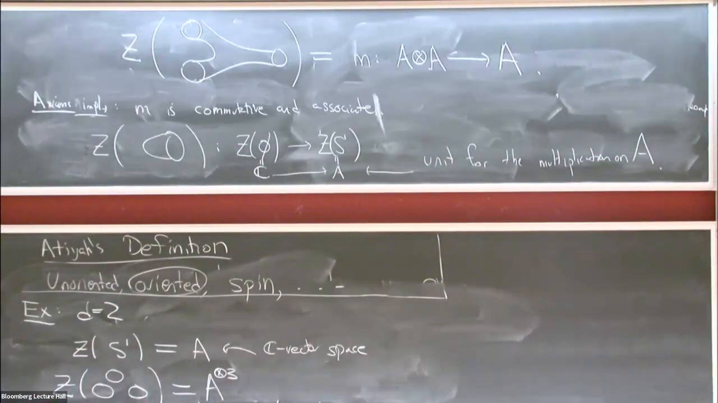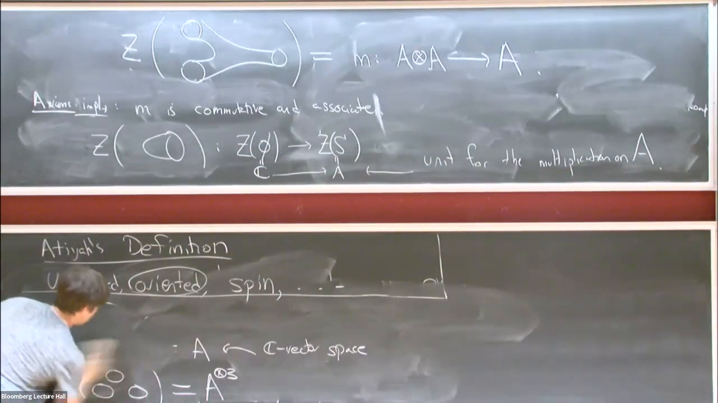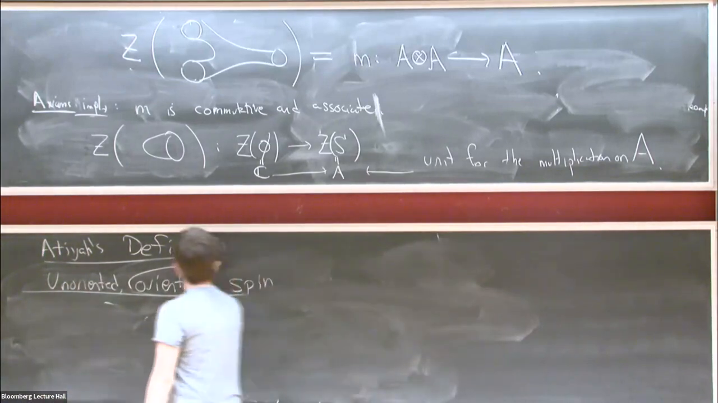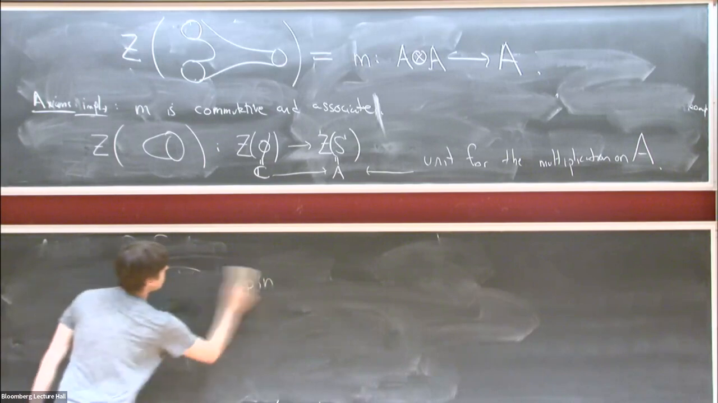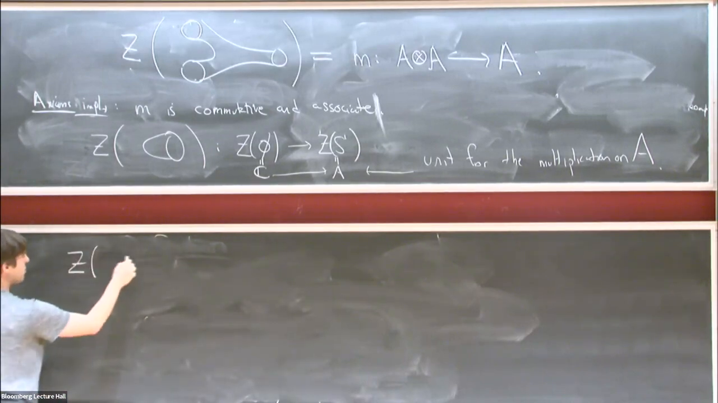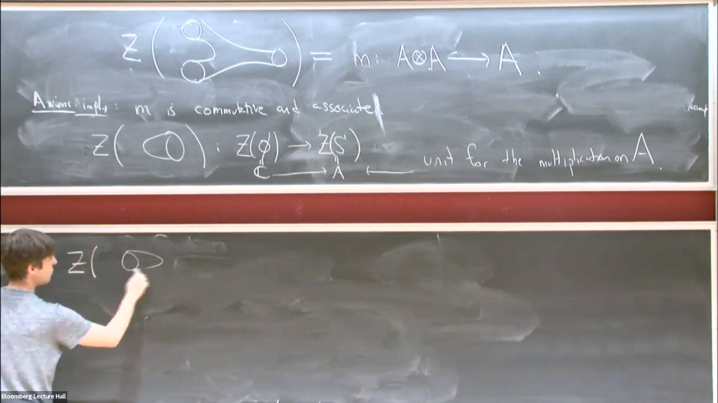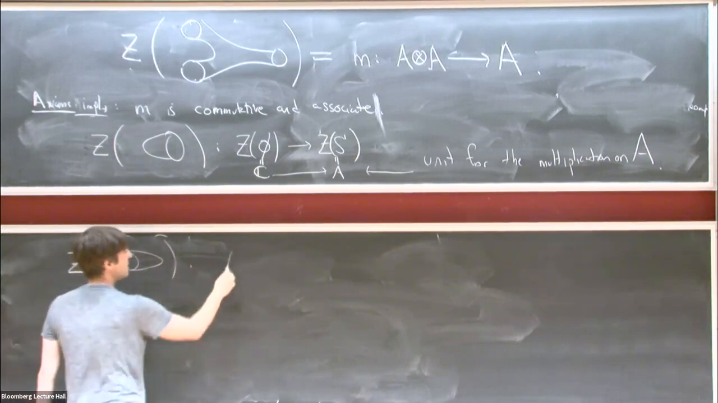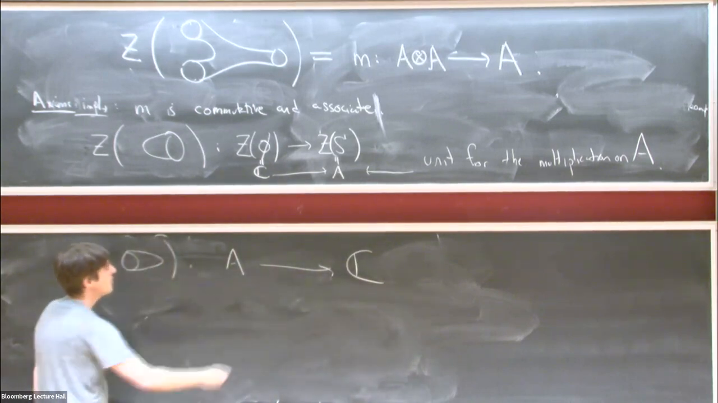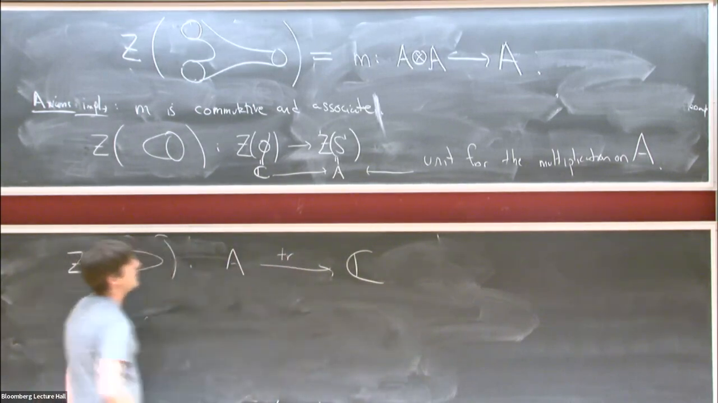Also think of the disk as a bordism in the other direction. You can regard that boundary circle as an incoming circle rather than an outgoing circle. If you evaluate Z on the disk drawn this other way, this gives you instead a map from A to the complex numbers. I'll write this as TR for trace.